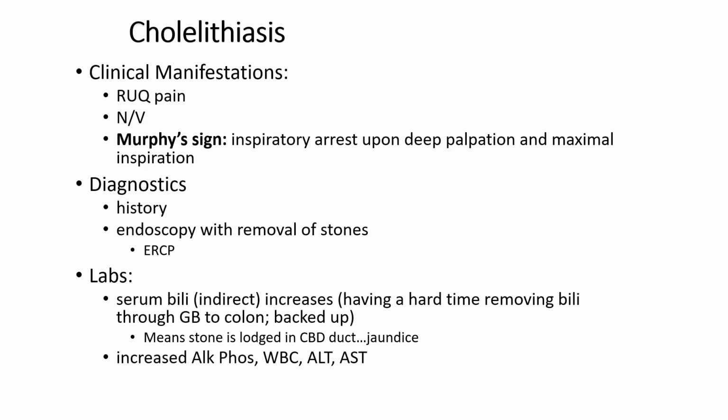Clinical manifestations are right upper quadrant pain, obviously nausea and vomiting. Murphy sign: upon deep palpation, there's an inspiratory arrest and guarding at the site of the right upper quadrant area. Murphy's sign. Diagnostics, a good history, and endoscopy, and sometimes even removal of the stones using a Dormia basket with an ERCP procedure. Labs will show a serum bili, indirect bili.